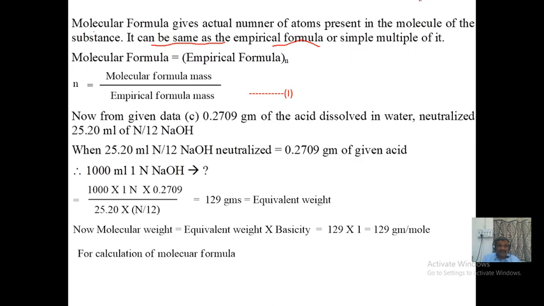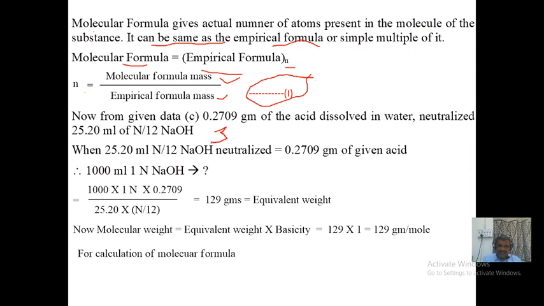Therefore, the molecular formula is equal to the empirical formula n times. If you want to find out what that n is, n will be equal to molecular formula mass divided by empirical formula mass. Friends, purposefully I kept it in red orange. I will use this equation later. Do you remember what this equation stands for? Very nice. Have you got an idea of the difference between molecular formula and empirical formula? I hope yes. Fine. Let us move to the second part.